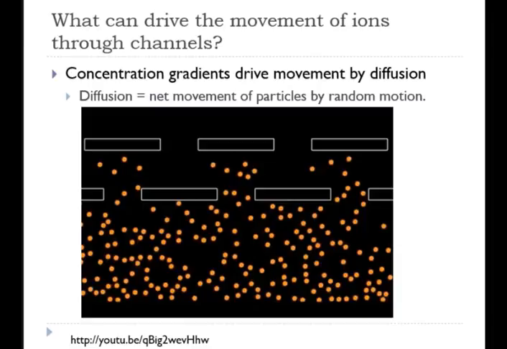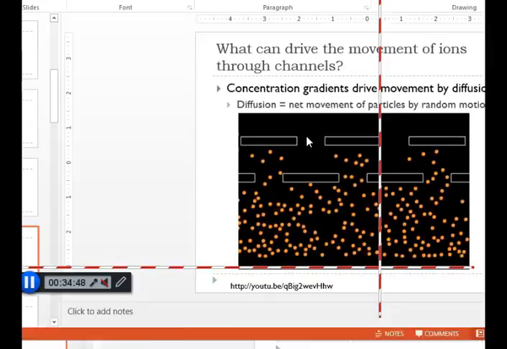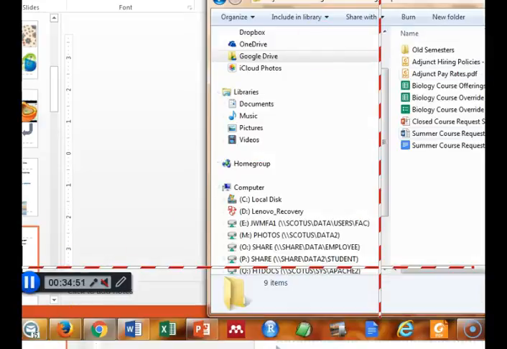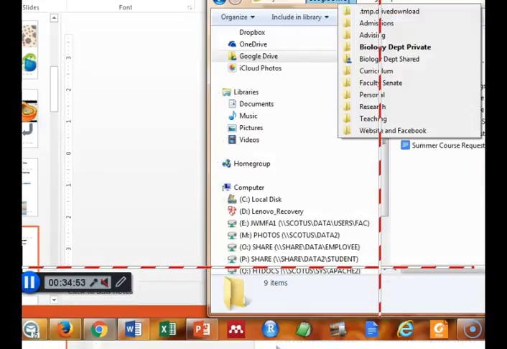So this is one way by which we can have movement just by simple diffusion. This is a diffusion-based motion where you get a high concentration on one side and a low concentration on the other. We call that a concentration gradient, and that term's on the slide there. And that can cause movement by diffusion. Again, I kind of think that sometimes we do a good job of telling people how things work and what things do without necessarily explaining how they work.